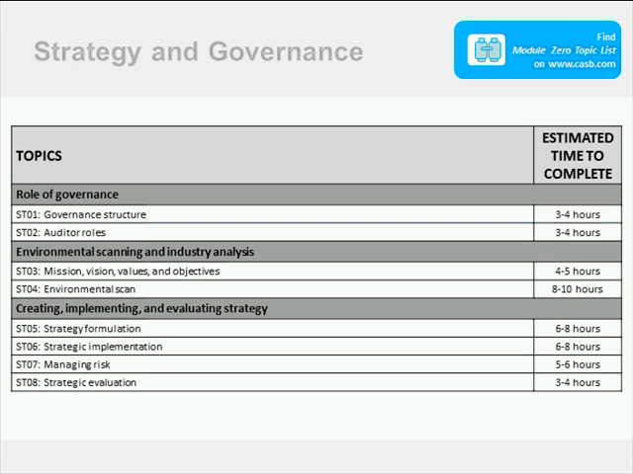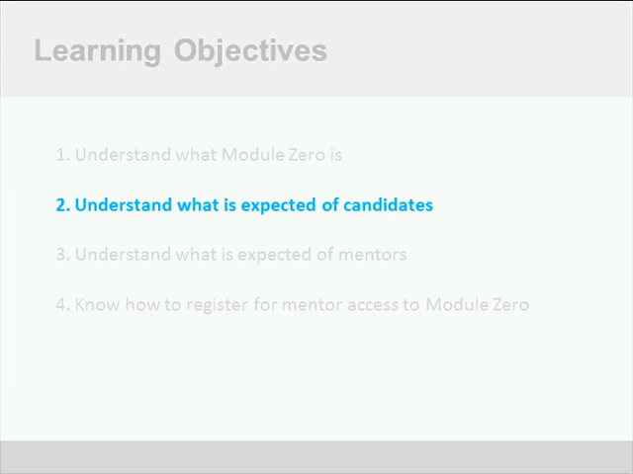So that was a very comprehensive list of each topic covered in Module 0. Candidates would not necessarily have to complete every single topic. We will discuss this more in the next section. So now that you have a pretty good understanding of what Module 0 is, we'll cover what's expected of candidates as they're progressing through the module.